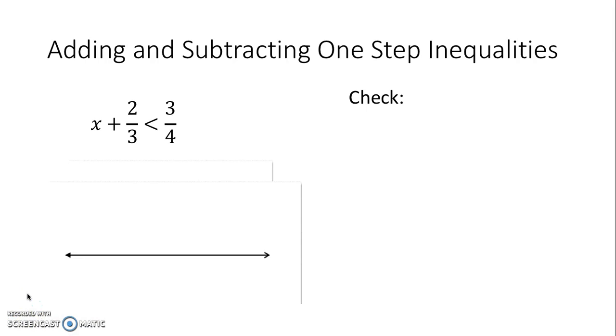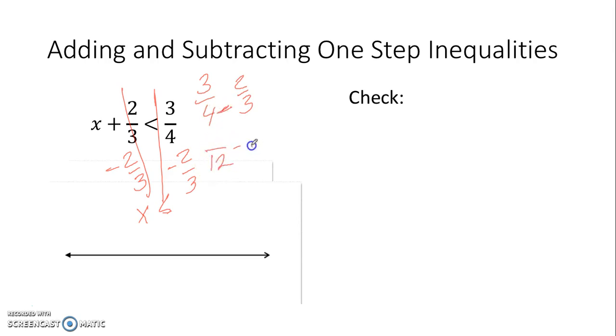Okay, so we have x plus 2/3 is less than 3/4. First, draw the line. We subtract because 2/3 is positive. These cancel out. We get x is less than 3/4 minus 2/3. So let's rewrite it. 3/4 minus 2/3. We need to find a common denominator. 12 would be our common denominator.